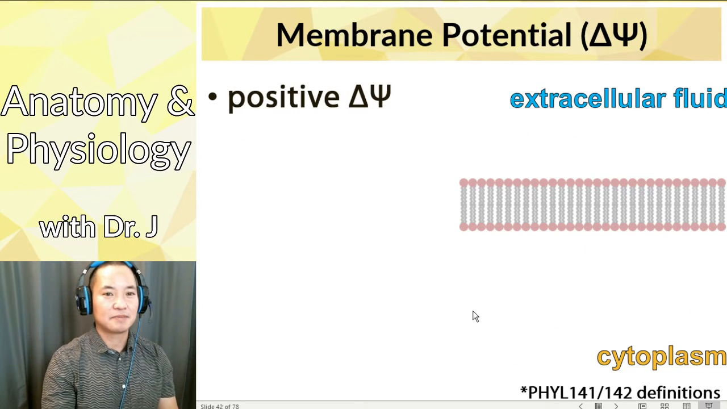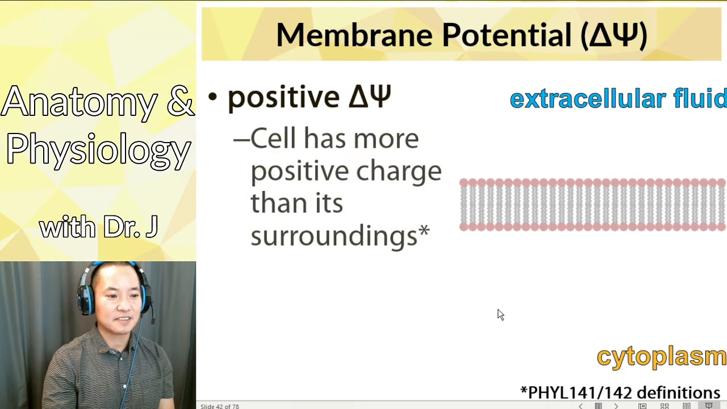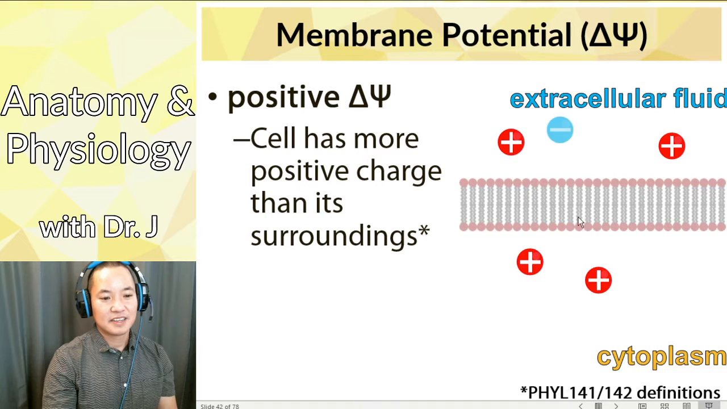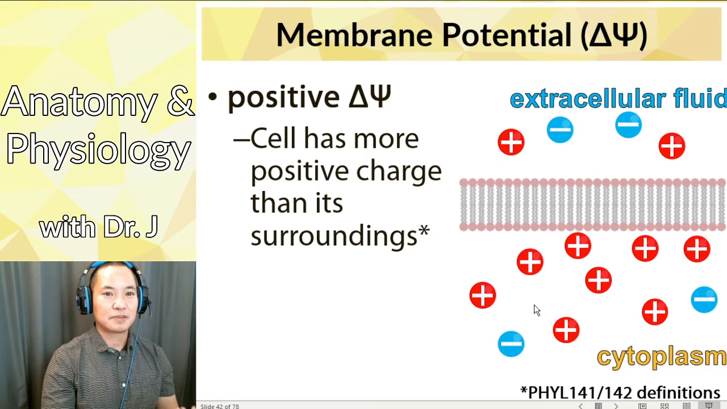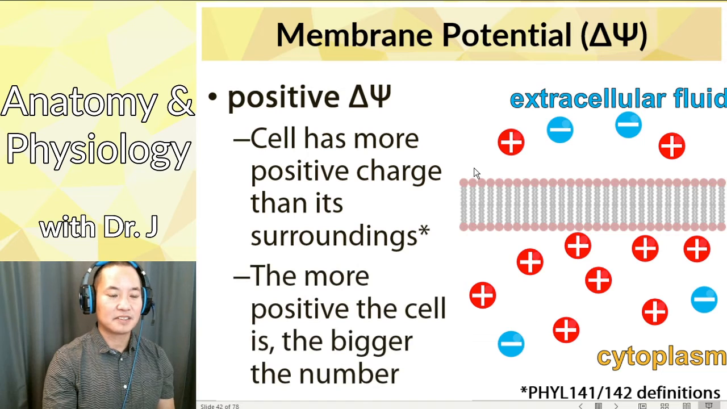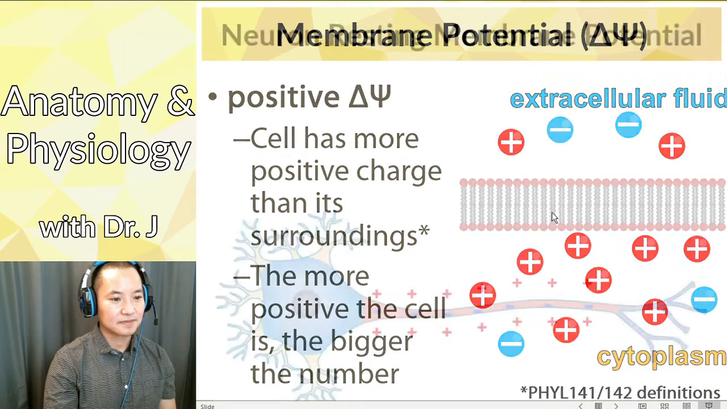Now when you have a positive membrane potential, what does that mean for the cell? Flip everything around. Now the cell has more positive charges than the surroundings. So here we have a cell with positive charges, but if it has a lot more positive charges and ions inside of the cell, its membrane potential is no longer going to be negative. Now it's going to flip that sign from negative to positive. And the more positive the inside of the cell, the bigger the number of the membrane potential.